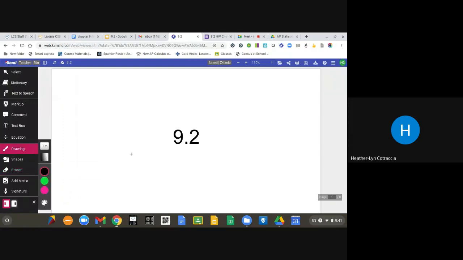So, hi everyone. 9.1 was all about an introduction to hypothesis testing and what it is. We use it to test whether a claim is valid or not, if we have convincing evidence to support the claim or not. We talked last time about how to write a hypothesis. We said the null always has some type of an equal sign, and then your alternative is going to be the one that has the less than, the greater than, or the not equal to symbol.